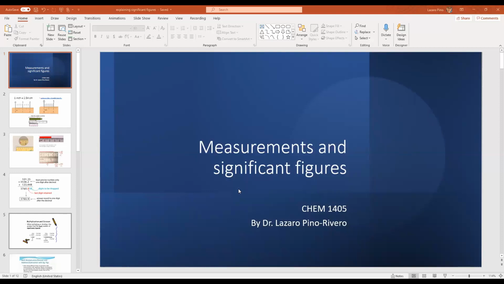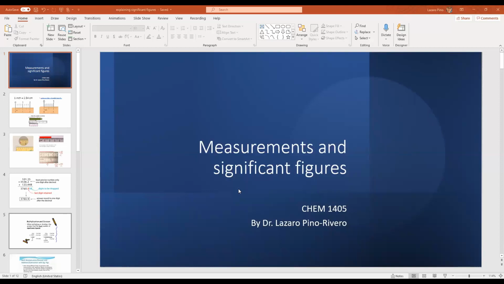This week we have measurements and significant figures. That's why the lab activities were around this task. But in the worksheet, everything was wrong for some of you.